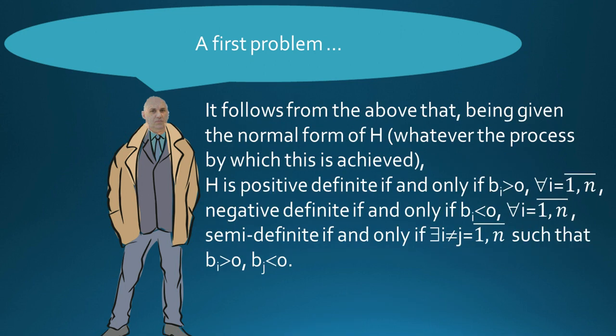It follows from the above that, given the normal form of h, whatever the process by which this is achieved, h is positive definite if and only if b_i is greater than 0 for any i from 1 to n, negative definite if and only if b_i is less than 0 for any i, and semi-definite if and only if there exist i different from j in 1 to n such that b_i is greater than 0 and b_j less than 0.